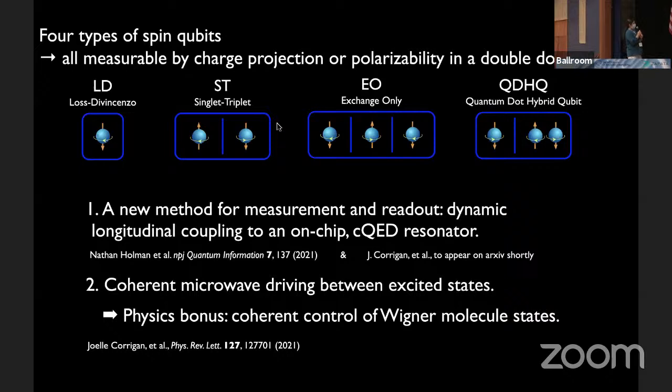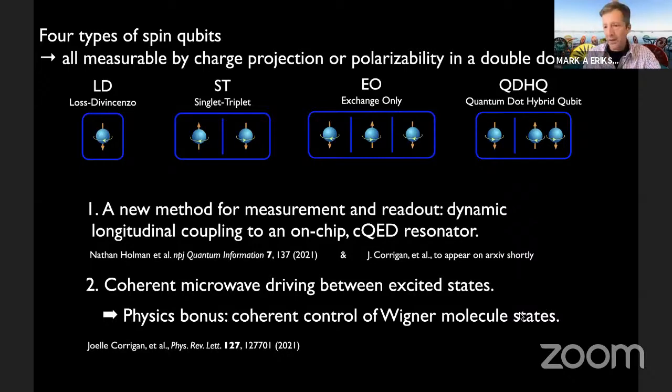So in your excited state driving, what do you see as the limitation there? Is frequency selectivity enough to target the transitions that you want, or are there issues beyond that? Right. So I do think that what you just said is very likely going to be enough on frequency selectivity. That's what Joelle used in these experiments.